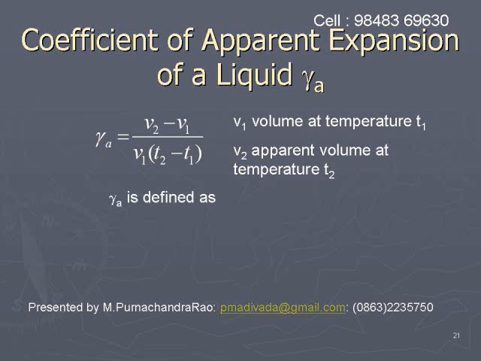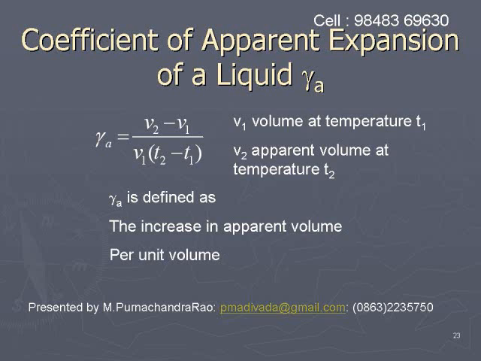So, gamma a is defined as the increase in apparent volume. V2 minus V1 is the increase in apparent volume. The increase in apparent volume per unit volume per degree centigrade rise in temperature. Like this, we define the coefficient of apparent expansion of a liquid.